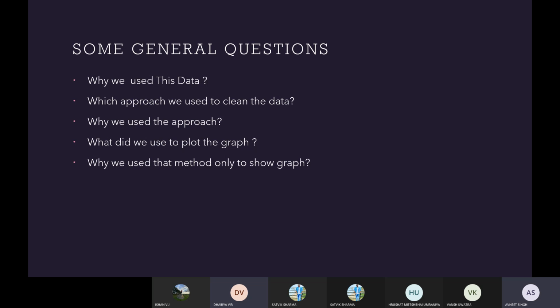Thank you. There are some general questions about our data, like why we used this data. This data is very huge, and there are a lot of data sets which we can use for the graphical representation and show the different approaches to clean the data. Which approach did we use to clean the data?